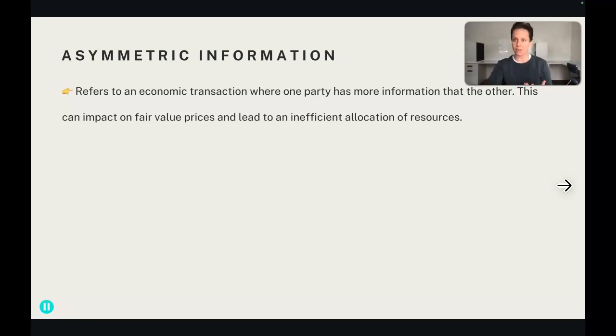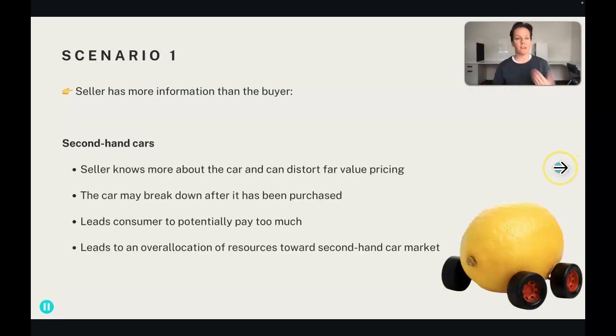So to make sense of this, we're going to look at two scenarios. The first scenario is where the seller has more information than the buyer. And I want you to imagine for a moment that you've just got your P plates and you're off to a car dealership, a secondhand car dealership, and you're going to buy your first car, right? Now, for most of us in that situation as the buyer, we're probably going to have less information related to the cars compared to the seller.